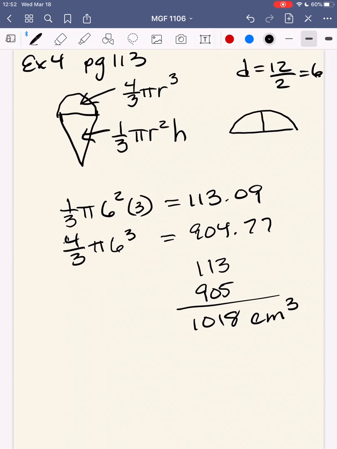You won't see too many of these half shapes here where you have to worry about that, which is why I did this particular example. Most of them, you're just plugging the numbers into the formula and getting your result. The last part of this section is surface area.